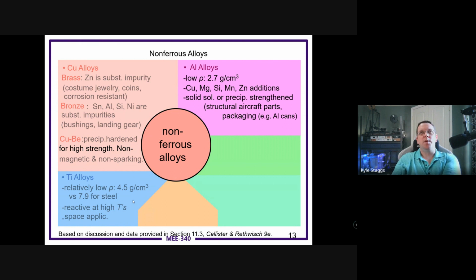Aluminum has the lowest density. A lot of people think that titanium and aluminum have similar densities, but aluminum is almost half that again of titanium. So lots of good applications there. More copper, magnesium, silicon, manganese, and zinc in different ratios. They are sometimes developed as a solid solution, sometimes precipitated for strength. So specifically like aircraft parts, those sorts of things.